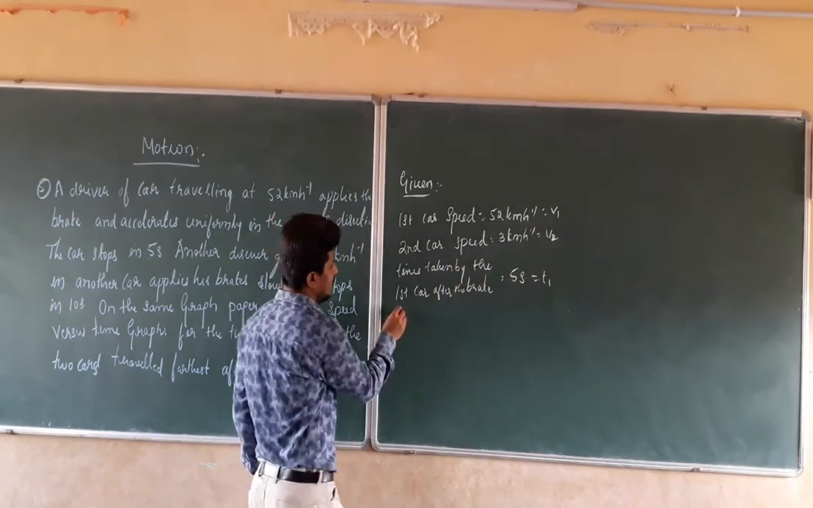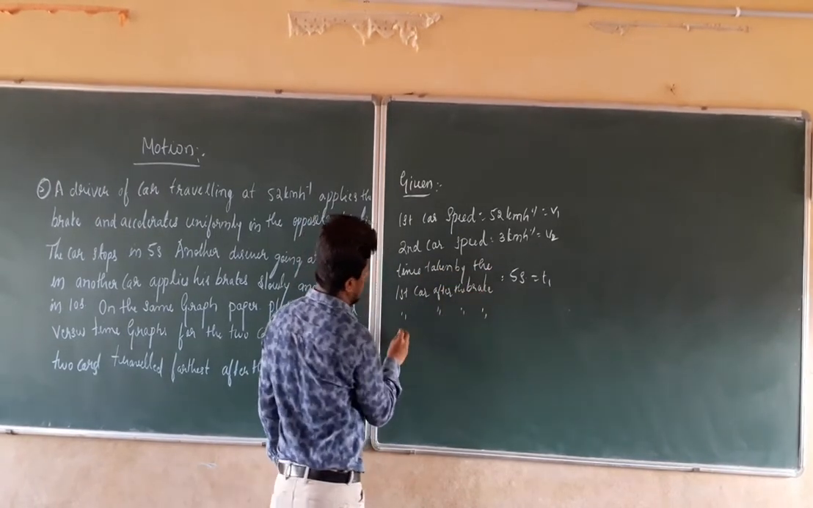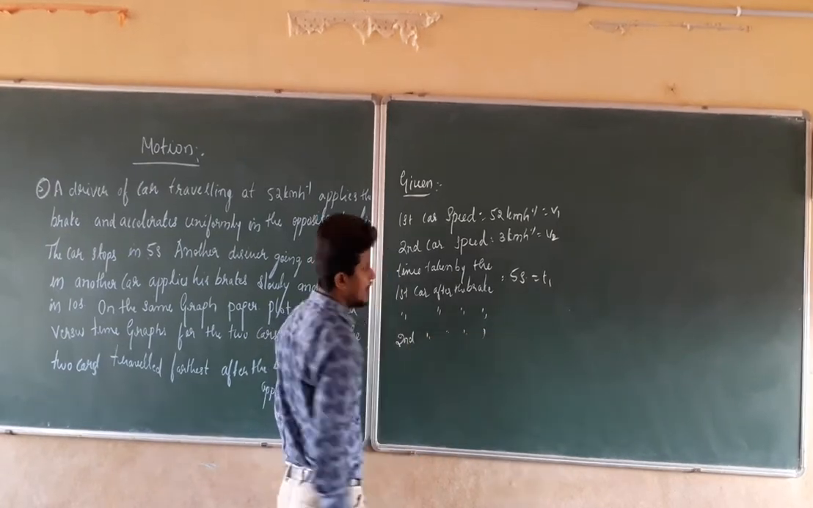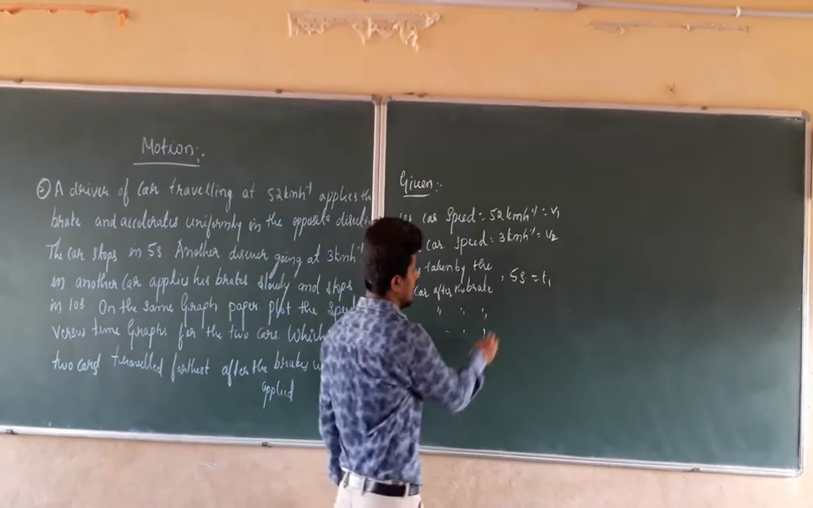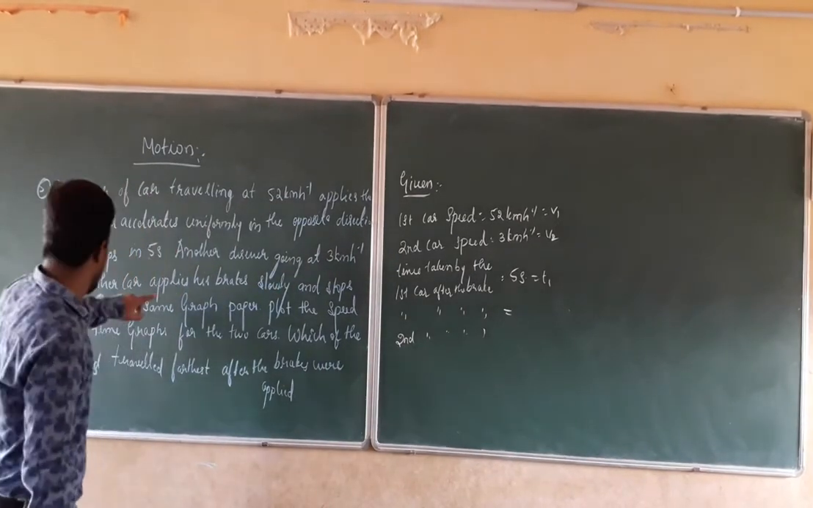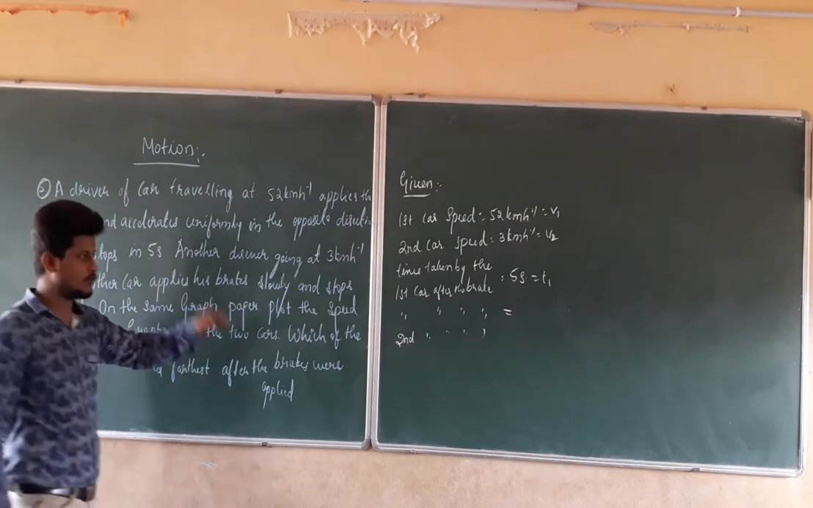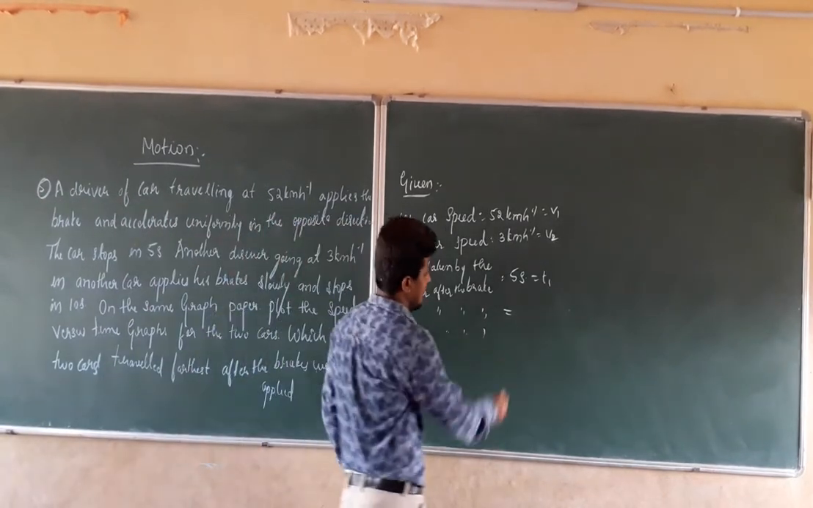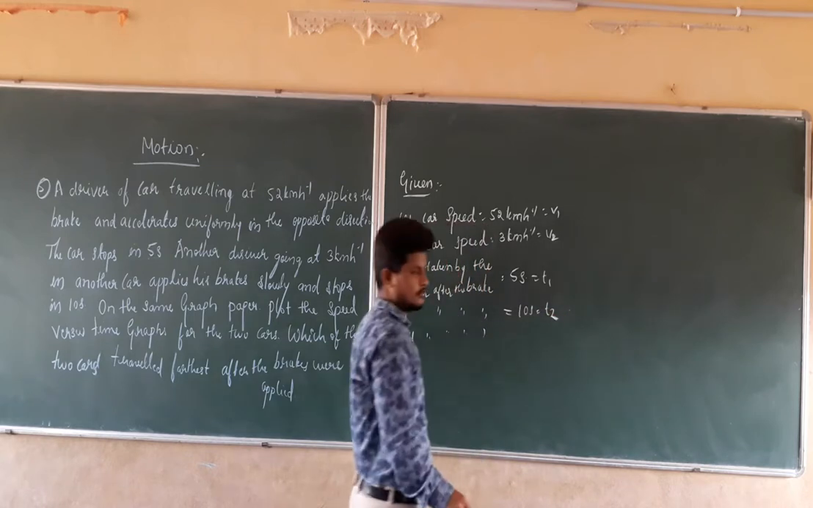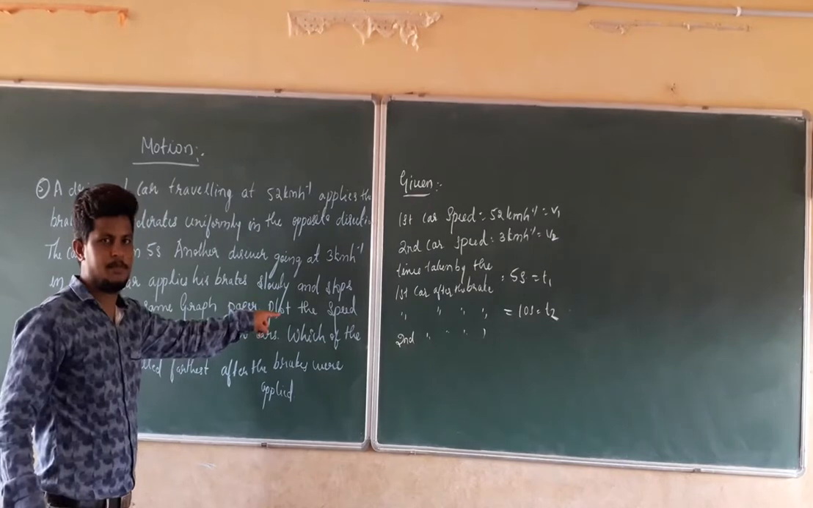In the same manner, the time taken by the second car after the brakes are applied. How much time does it take? It takes 10 seconds after the application of the brake for the car to stop. That is T2. Now we have to plot the graph and calculate the values of the distance covered.